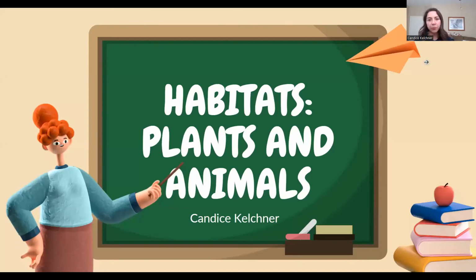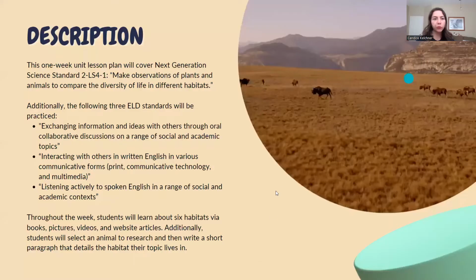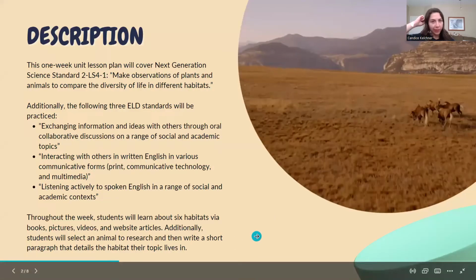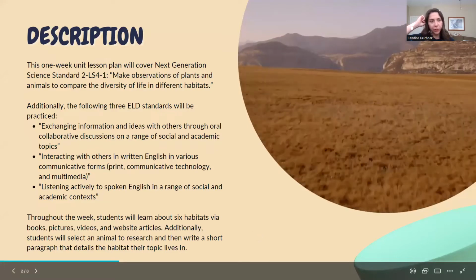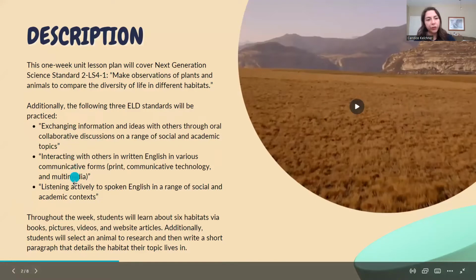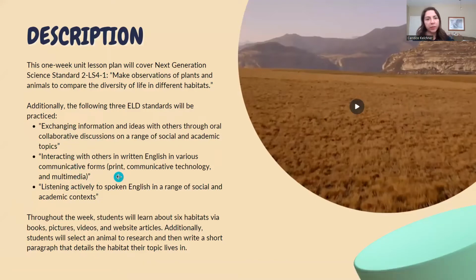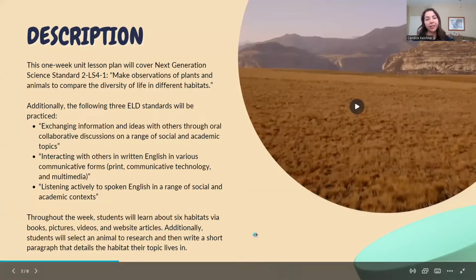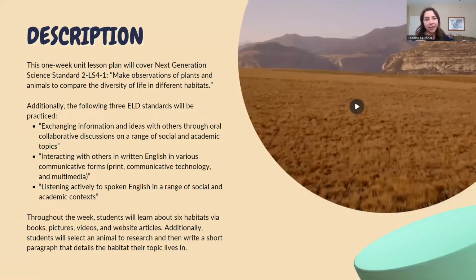My week-long lesson plan is on habitats, plants, and animals. First, this week-long lesson is based off the Next Generation second grade science standard, make observations of plants and animals to compare the diversity of life in different habitats. Additionally, to teach this standard, these three following ELD standards will also be implemented. In short, this will give students the opportunity to practice listening, reading, and writing in English.